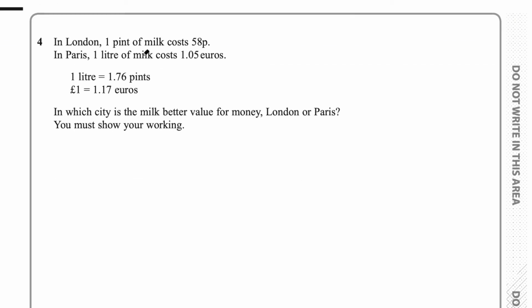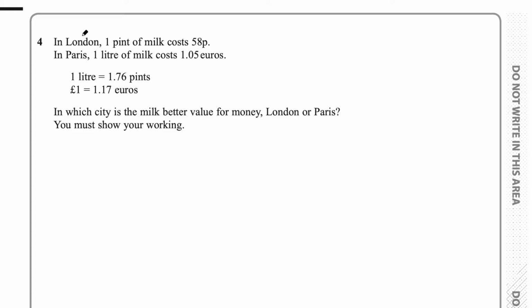Question 4 says in London 1 pint of milk costs 58p, in Paris 1 litre of milk costs 1.05 euros. 1 litre equals 1.75 pints, 1 pound equals 1.17 euros. In which city is the milk better value for money? London or Paris? You must show your working. So here there's a number of ways to do this. You could change this cost into 1 pint per pound, or the other one into 1 litre per euros, and that's what I'm going to do.